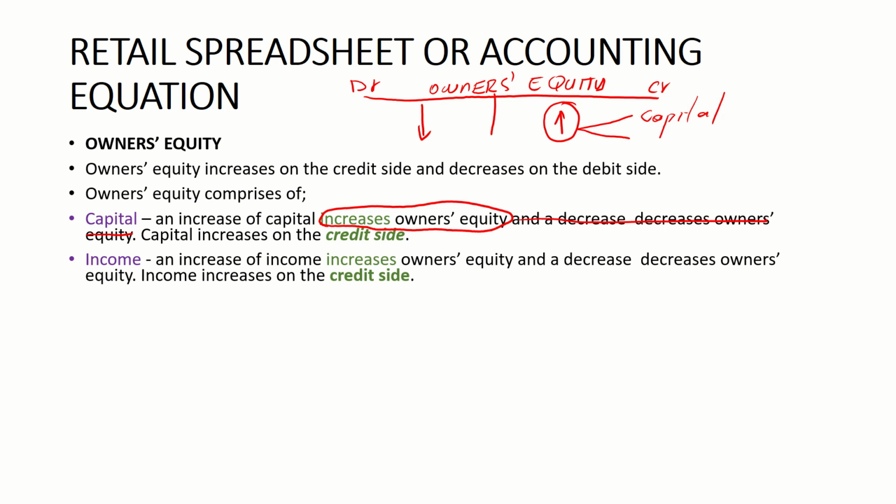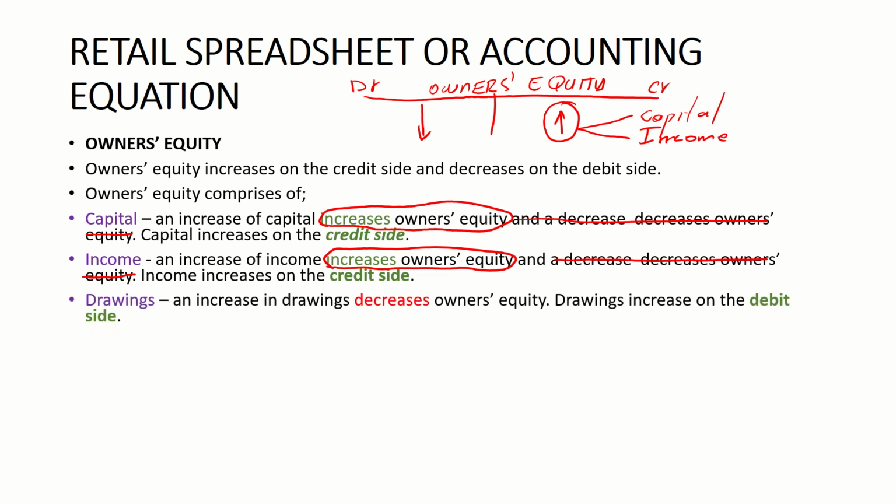Income increases owner's equity. Therefore, income will also increase on the credit side. So the two things so far that increase owner's equity are capital as well as income.